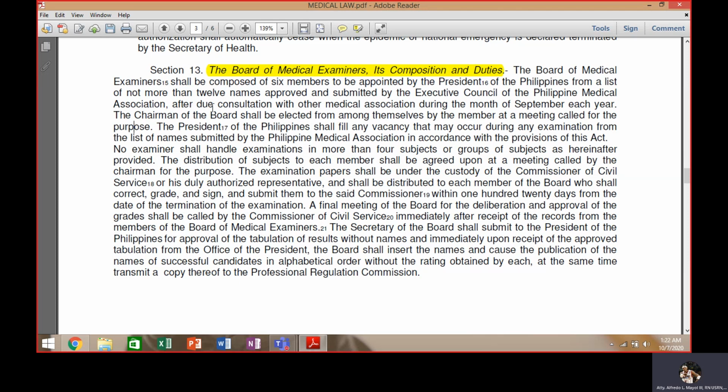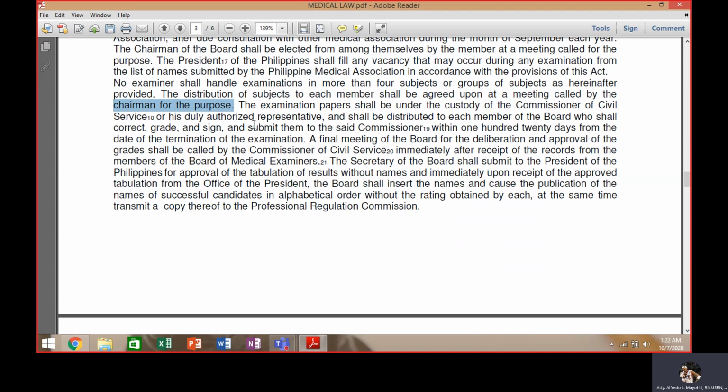After due consultation with other medical associations during the month of September each year, the chairman of the board shall be elected from among themselves by the members at a meeting called for the purpose. The President of the Philippines shall fill any vacancy that may occur during any examination from the list of names submitted by the Philippine Medical Association in accordance with the provision of this Act. No examiner shall handle any examination in more than 4 subjects or groups of subjects as hereinafter provided. The distribution of subjects to each member shall be agreed upon at a meeting called by the chairman for the purpose. Okay? These are just matters of reading.